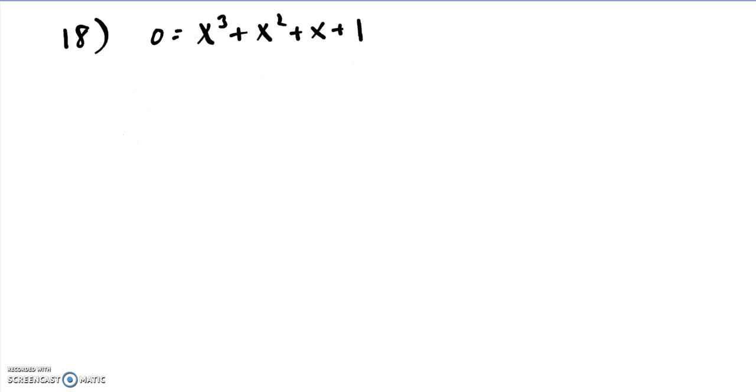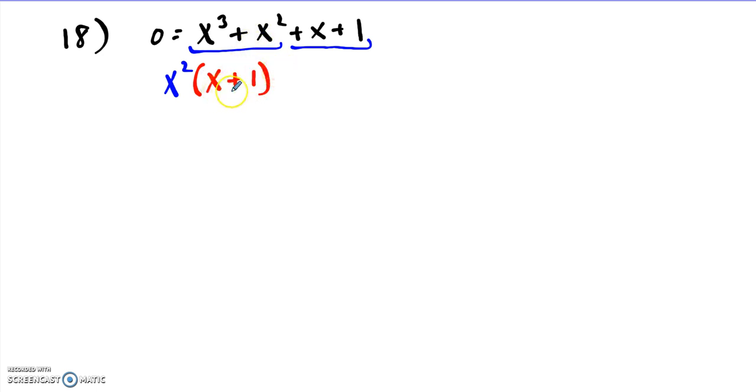Let's go to number 18. And number 18 has 4 terms. So if we have 4 terms, we know we're going to do some grouping. And once we group it into 2 sections, we're going to look at this first group and find what the greatest common factor of that is. The greatest common factor is x squared. And I'm going to write the part that's remaining with red. So if I have x cubed, I take out x squared. I'm left with x plus 1.